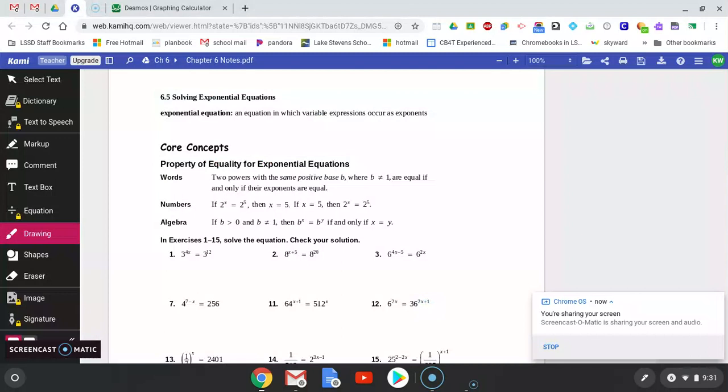So an exponential equation is an equation where your variable, so your x, is the exponent. So if you have an exponent where the exponent is 3 or 4, that's not an exponential equation because that's something you can actually simplify. An exponential equation is when you have your variable, your x, actually as your exponent.